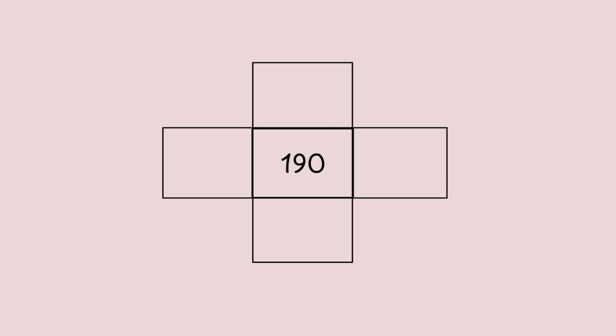So let's start right in the middle with the number 190. First, let's look at our neighbors on the left and right. When we move sideways, we are just changing the tens place by 10. So, if we take 10 away, we get 180. If we add 10 more, we get 200.